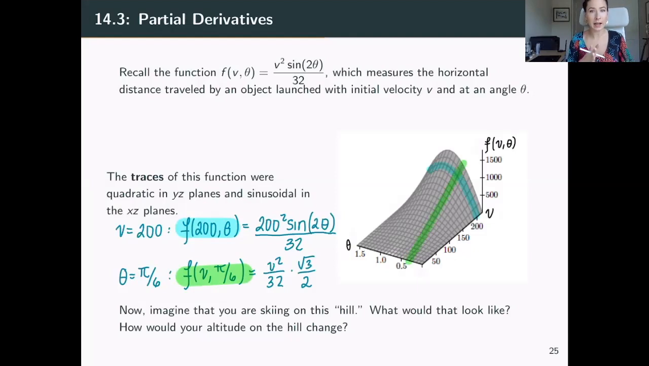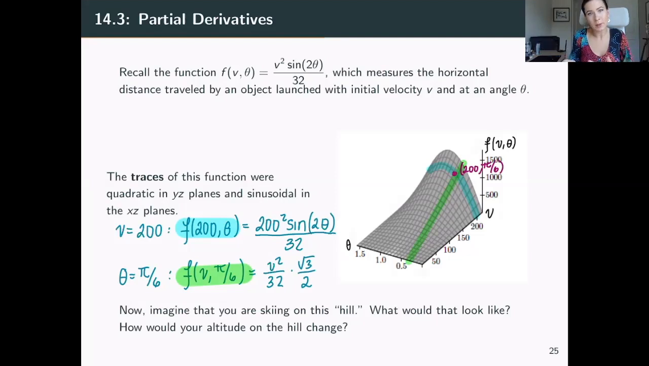So in the case of this question, what we're asking at this point is, suppose I started at this point. Suppose I'm sitting on some sort of a mountain or a hill, and I'm at this point of 200 comma pi over 6. What is my rate of change as I go down the hill?